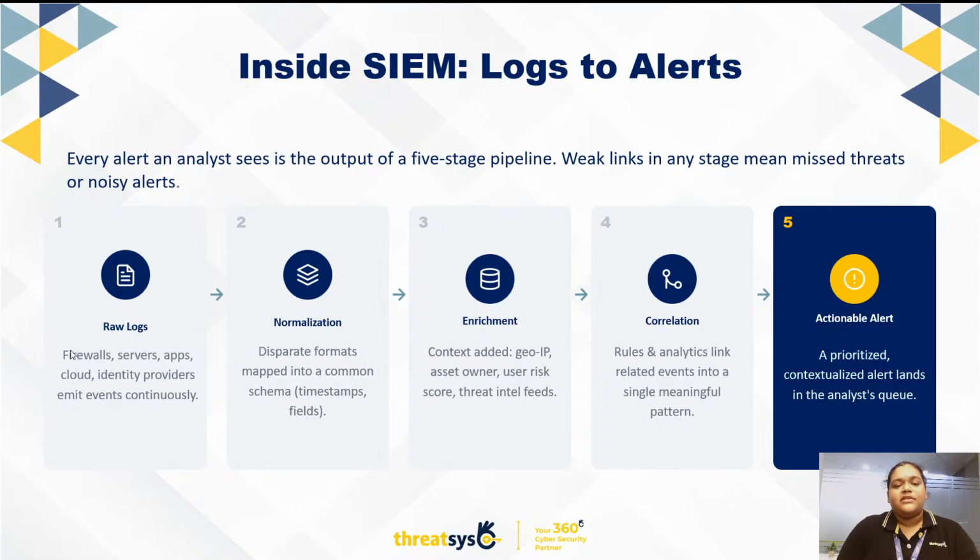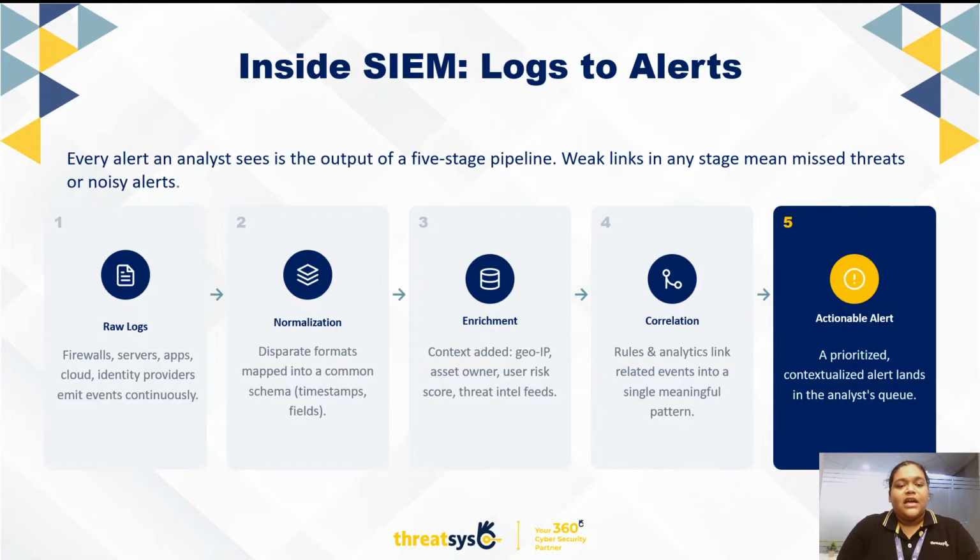The second stage is normalization. Different systems don't necessarily describe events in the same format. One system might use a particular field for the source IP, while another system may use a different field name or structure. The purpose of normalization is to convert these different formats into a more standardized structure. This makes it easier for SIEM to search, compare, and analyze events coming from different sources.